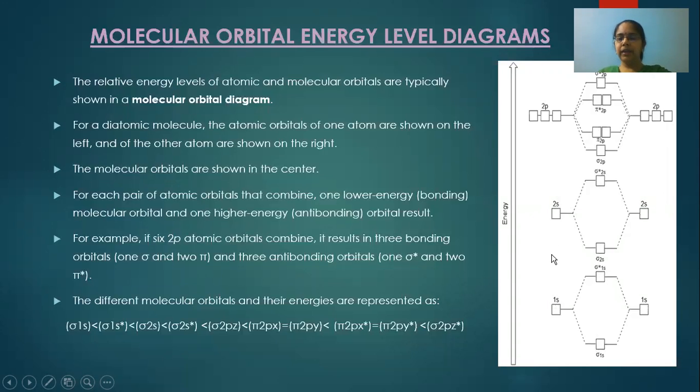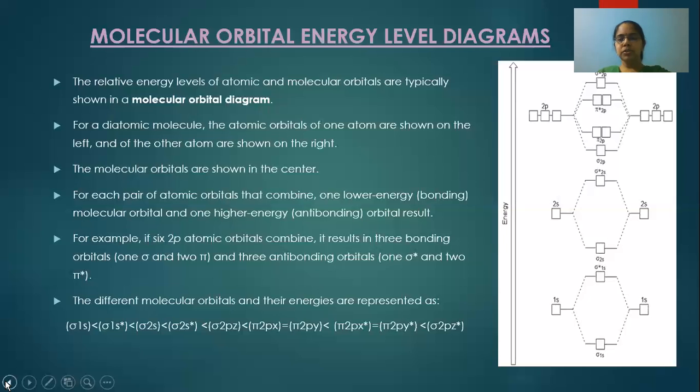Now, when the atomic orbitals combine with each other, they produce molecular orbitals. This I have explained in my previous videos. In general, n number of atomic orbitals overlap with each other and generate n number of molecular orbitals. For example, if two atomic orbitals combine with each other, they generate two molecular orbitals. Similarly, if 6 atomic orbitals overlap with each other, they generate 6 molecular orbitals.